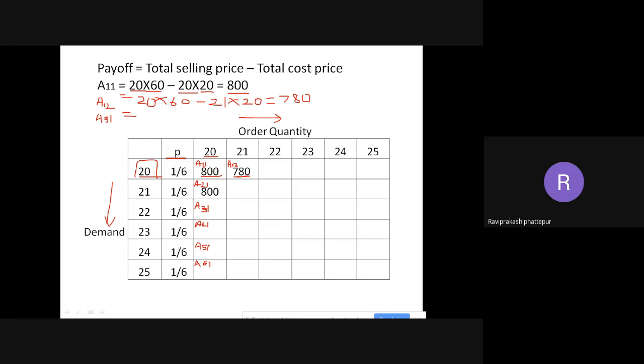See here, demand is 22. Order, sir, is 20. 920, sir. 3 minus 20 into 20 is 920, sir. No, it will not be 920. See here, I'll tell you. Here I have ordered 20. That means I am having 20 with me. But demand is 22. Demand is 22, but I am having only 20. How much can I sell? I can sell only 20, right? I am having only 20 with me.